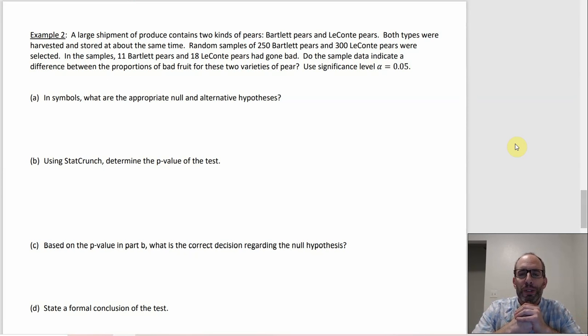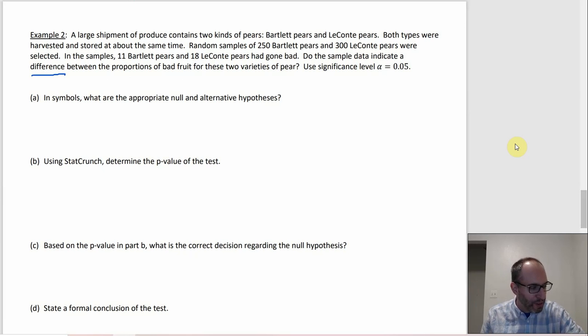11 out of the 250 Bartlett pairs had gone bad. 18 out of the 300 Lacani pairs had gone bad. So do the sample data indicate a difference? So, right, just a difference. No specific direction, not do they indicate that Lacani pairs are going bad at a higher rate or anything like that. It's just, are they not the same? Right? That's all we're looking for.